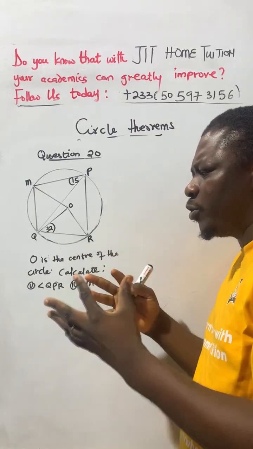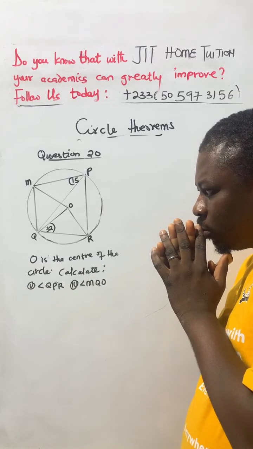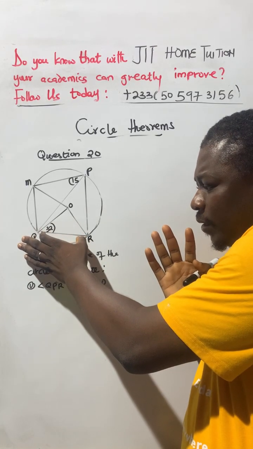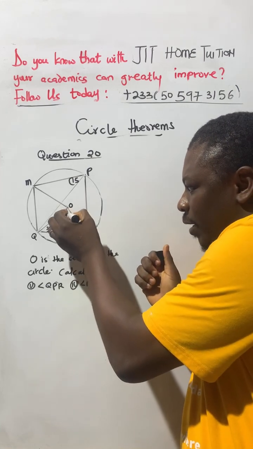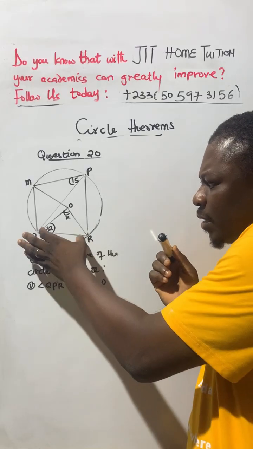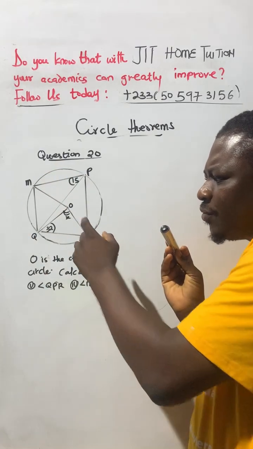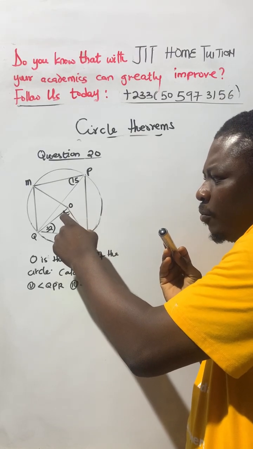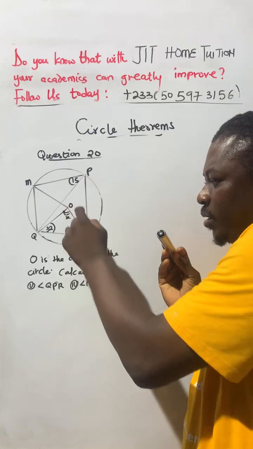You ask yourself, which of the theorems can you actually use? Now, you have a chord over here, and it subtends at the center. That means there's supposed to be an angle over here, but we don't know it. Let's say it is X. That same chord subtends at the circumference. So if we know the angle here, we can use it to get the angle QPR.